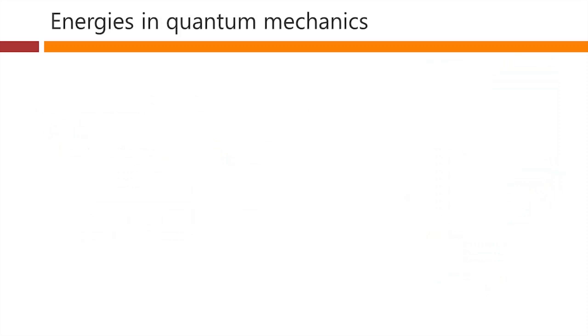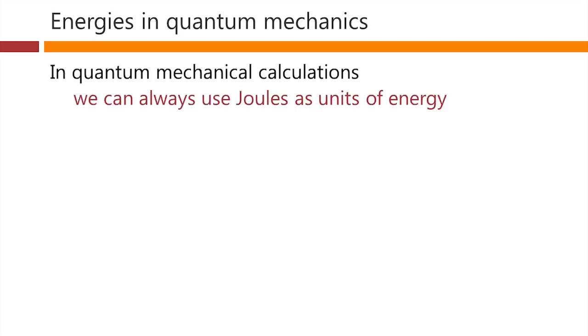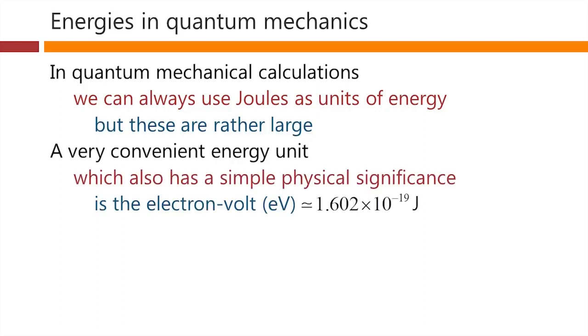Finally, let's look at some of the energies that we see from using this problem as an example. Before we actually calculate some energies, let's talk a little bit about the units we're going to use. In quantum mechanical calculations, as in any branch of physics, we can always use joules as the units of energy, and sometimes we will do that. But these are rather large units, and instead we very often use the more convenient energy unit, one that has a simple physical significance, which is the electron volt.